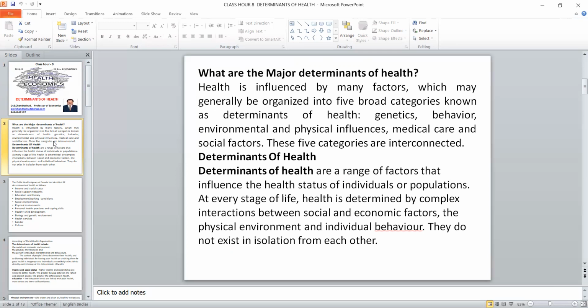Now we start with what different agencies have said about the determinants of health. It is a very complex interaction, because it is not only the individual who is involved, the community is involved. It is played with social and economic factors, and to some extent behavior also plays a dominant role. So the determinants are a complex study.